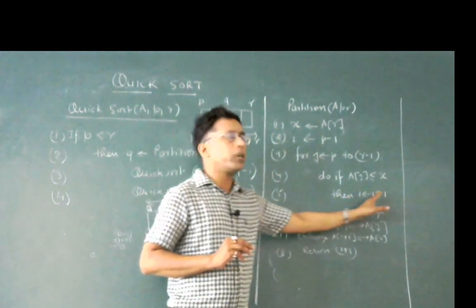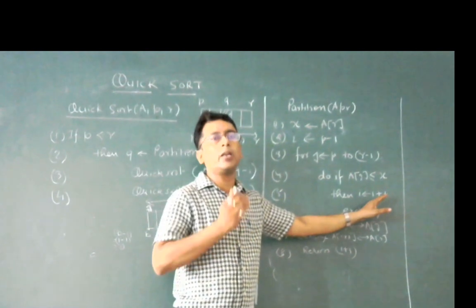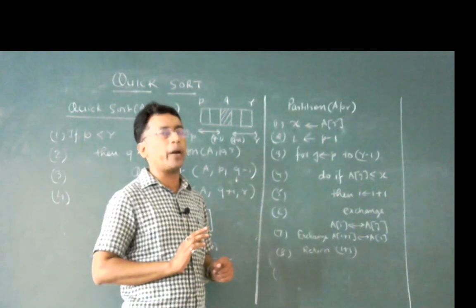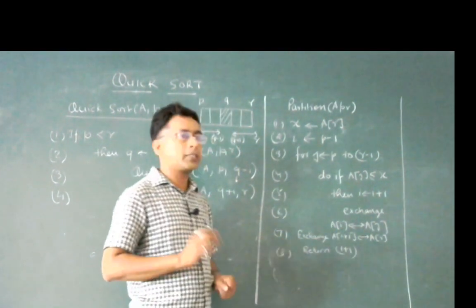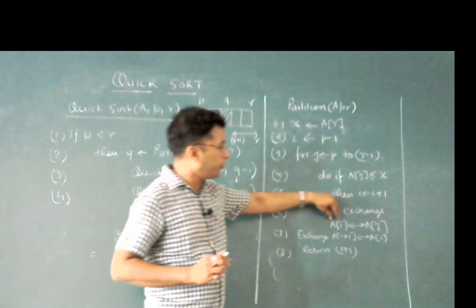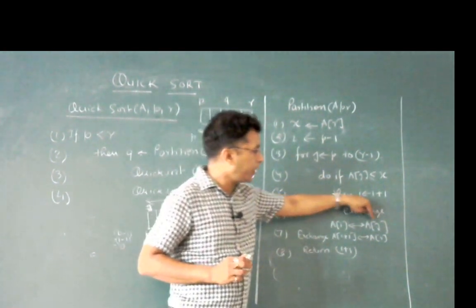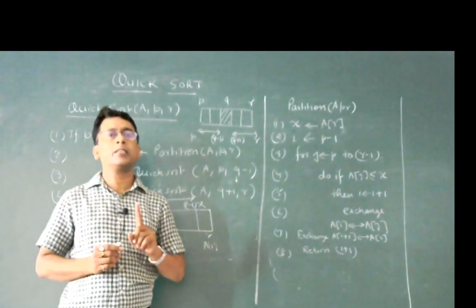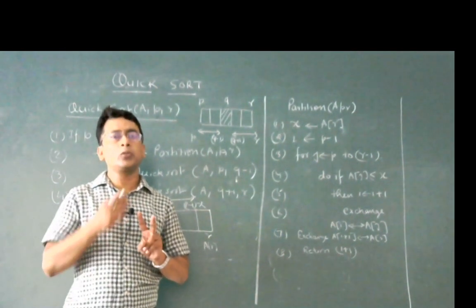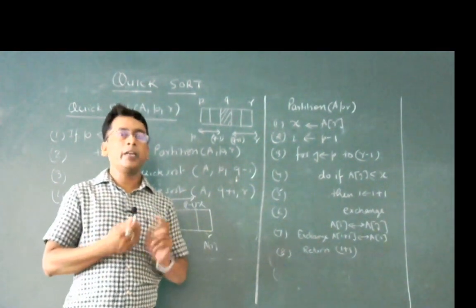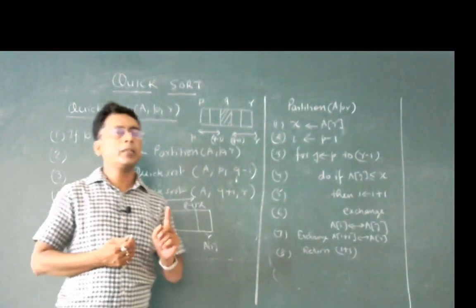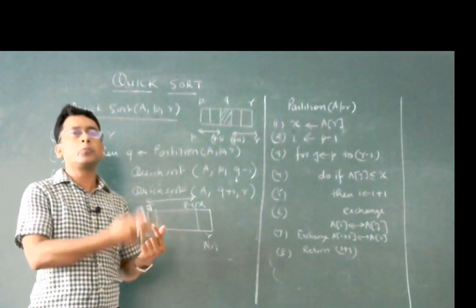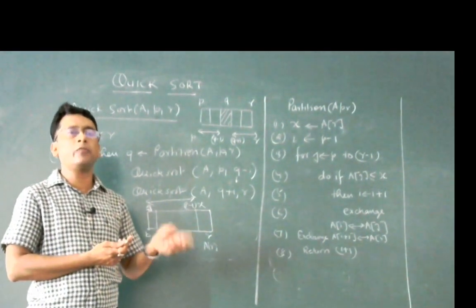So here what we are doing is counting the smaller elements on the left hand side, and when we find any element which is smaller than the pivot element, then we perform an exchange operation between the element at index i and index j. Suppose the first element is found smaller than the pivot element, then it is swapped with the first element. If the second element is found smaller than the pivot element, then it is swapped with the second element. If the third element is found smaller than the pivot element, then it is swapped with the third element.